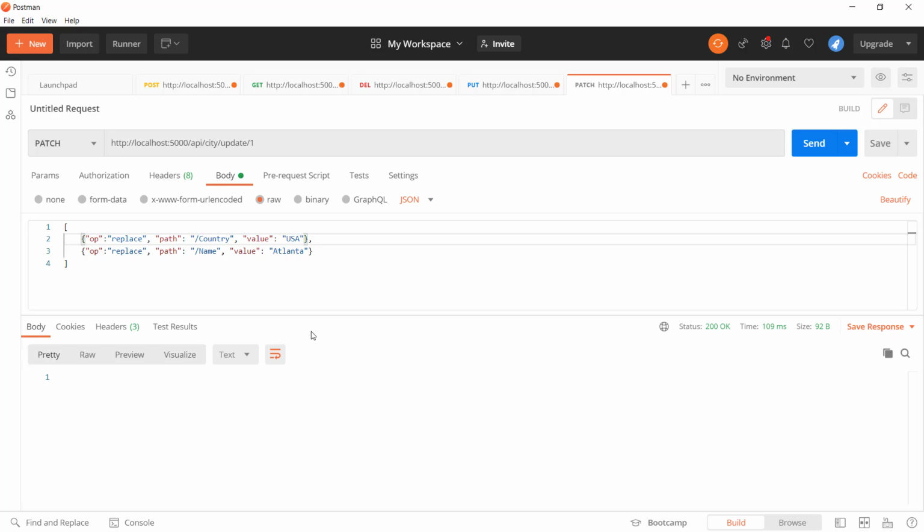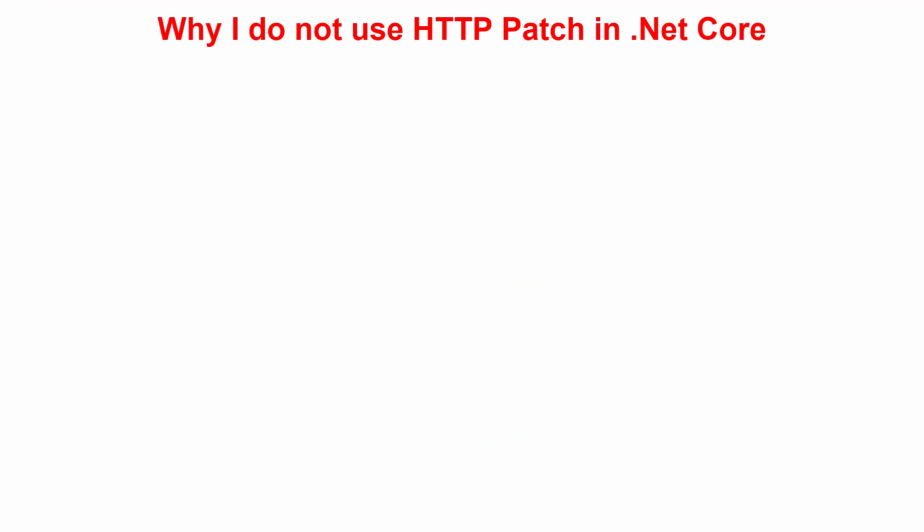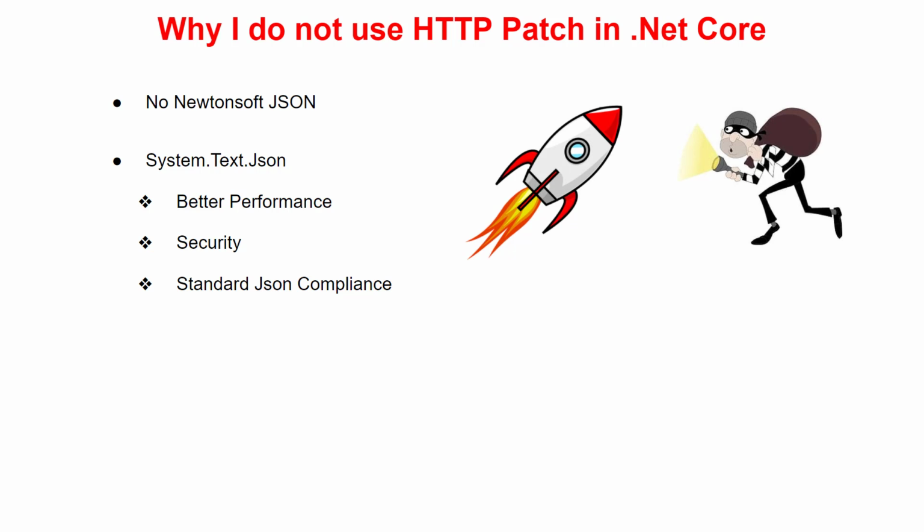So now it is time for the climax. You must be thinking that we will be using HTTP patch method for all partial updates, but no, we are not going to use HTTP patch at all in our application. Let me tell you the reason why I do not prefer to use HTTP patch with .NET Core. The first reason is that .NET Core is moving away from the Newtonsoft.Json dependency and introduced its own implementation, System.Text.Json, for a few reasons, like better performance, security, and standard compliance. And if we use Newtonsoft.Json, we will be somewhat compromising on the performance and security of our application.